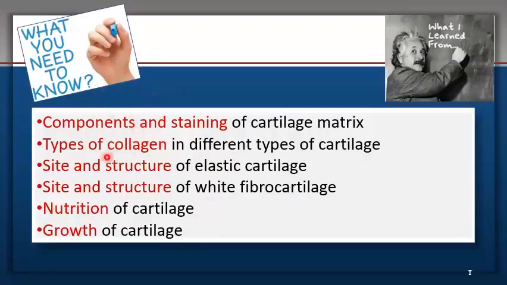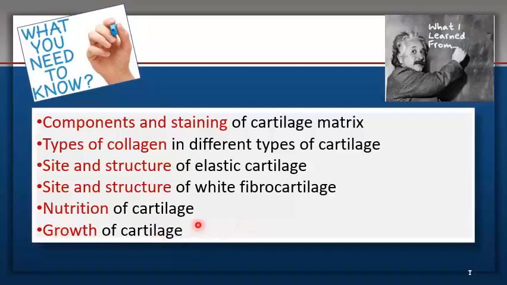To summarize what we have taken, we must know the components and staining of cartilage matrix, and types of collagen in different types of cartilage. The hyaline cartilage contains type 2, white fibrocartilage contains type 2 and type 1. The elastic cartilage contains type 2 and elastic fibers. We have to know the site and the structure of elastic cartilage and white fibrocartilage. Nutrition of cartilage occurs via blood vessels in the perichondrium. In types of cartilage that lack perichondrium, nutrition of articular cartilage occurs via synovial fluid, and in white fibrocartilage via blood vessels in the collagen type 1.